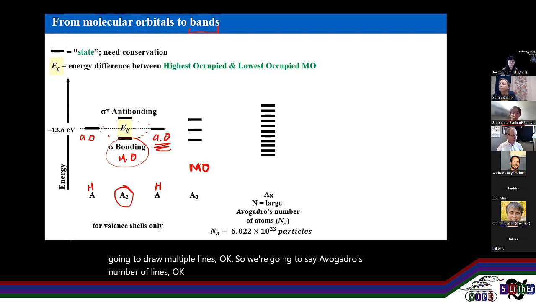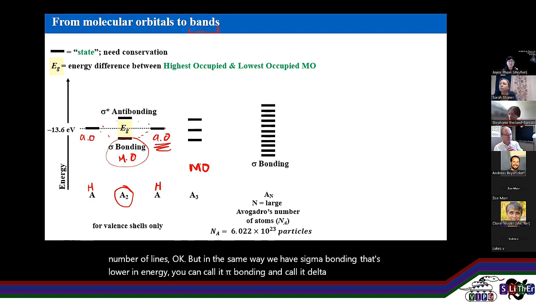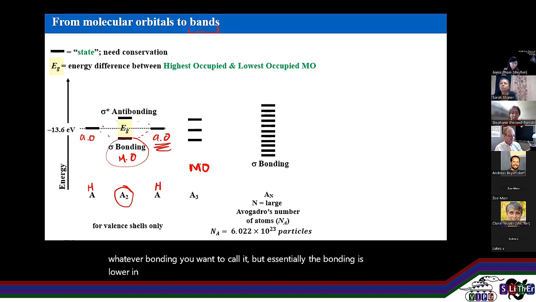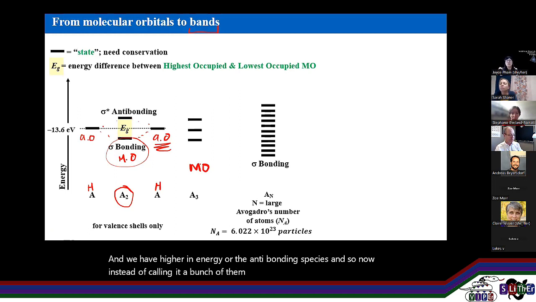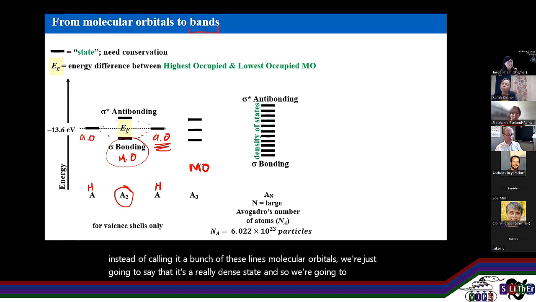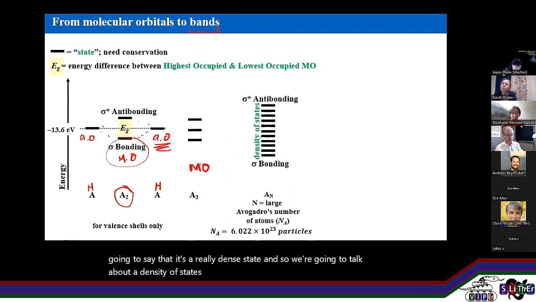But in the same way, we have sigma bonding that's lower in energy. You can call it pi bonding, delta bonding, or whatever bonding you want to call it, but essentially the bonding is lower in energy, and higher in energy are the anti-bonding species. Now, instead of calling this bunch of lines molecular orbitals, we're just going to say that it's a really dense state. So we're going to talk about a density of states. Okay, so these states are dense.